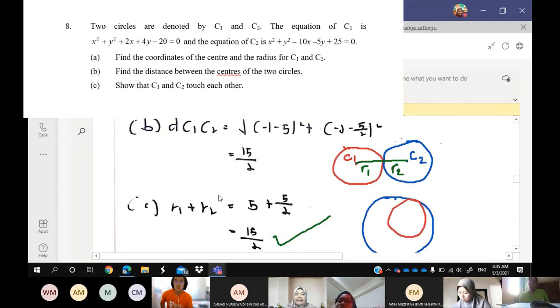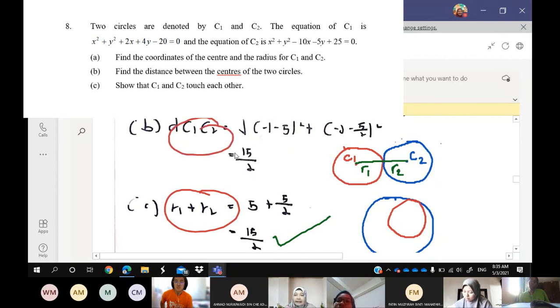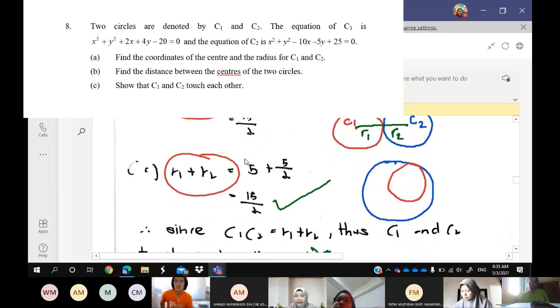And for example you can use this statement: R1 plus R2 equals the distance C1C2. If your sketch shows that center C1 and center C2 seem like this, it is quite different, but this one is quite important. So it means they touch each other, you have two cases: touch outside or inside. This is also touching each other.